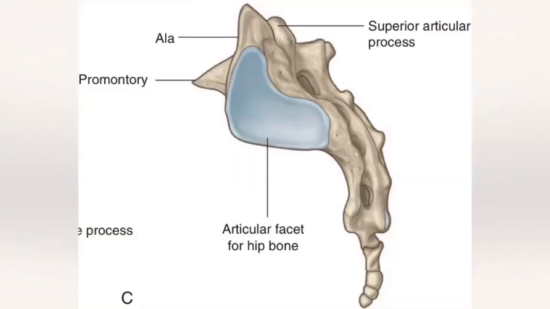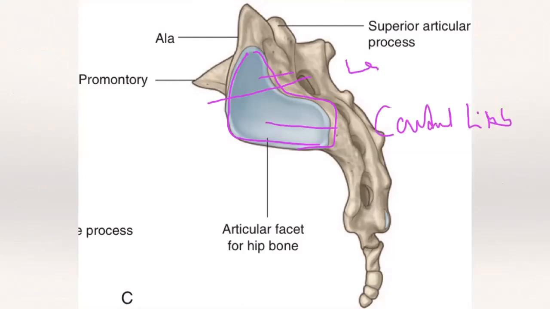You see, inverted L. This is the cranial limb, this is the caudal limb. The cranial limb is for S1 only, whereas the caudal limb extends up to S3. This articulates with the hip bone. The posterior aspect of this is very rough for attachment of the ligaments.